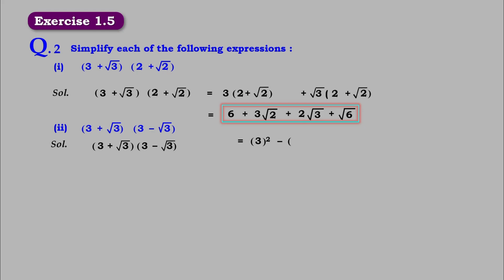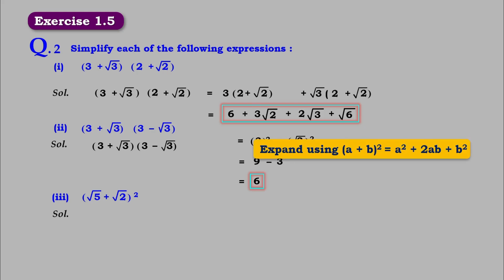So here we will get root 3 whole square, that is 3, and 3 square is 9, minus 3, that is equal to 6. Now next question, root 5 plus root 2 whole square. So now in this question we are going to use the identity a plus b whole square equal to a square plus 2ab plus b square.